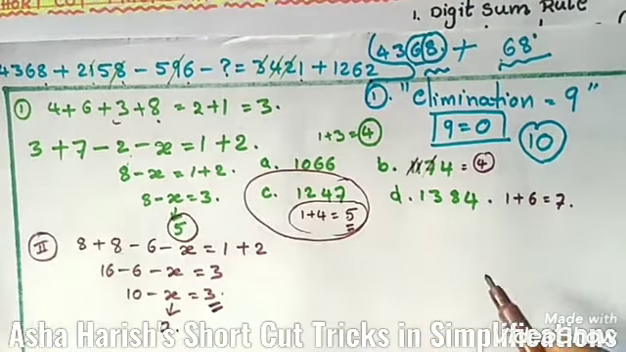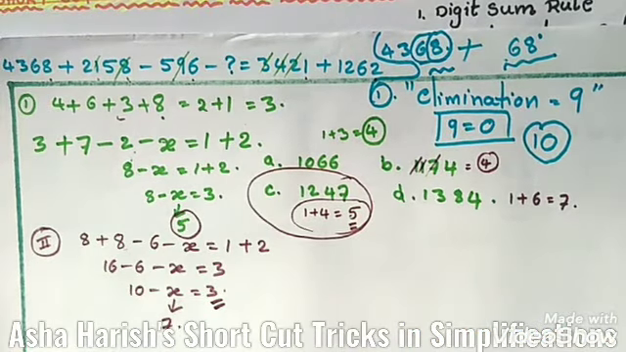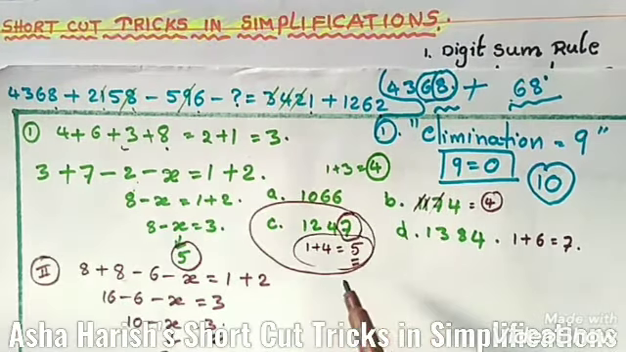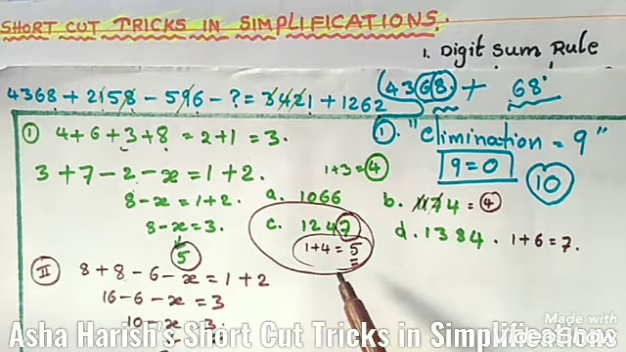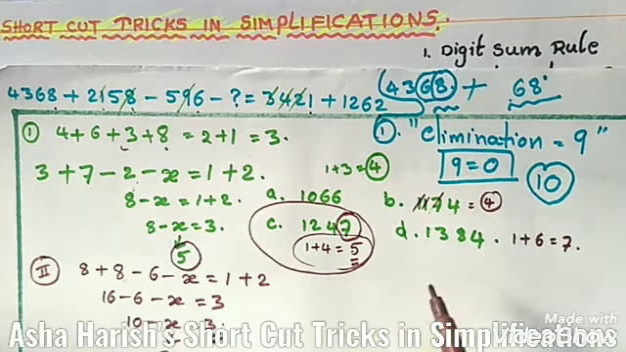Now coming to the options, in option C there is 7 in the units place. So this is the correct answer. This is about the digit sum rule and the units place rule. And let us go for the second question.